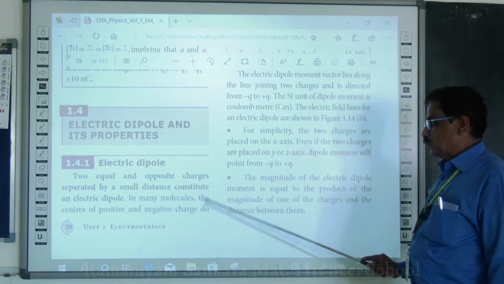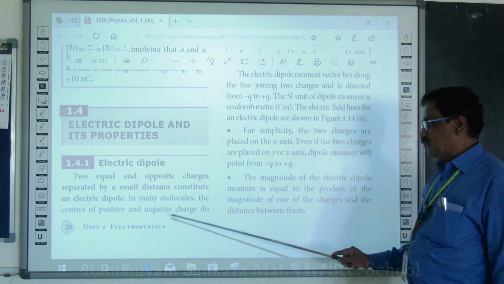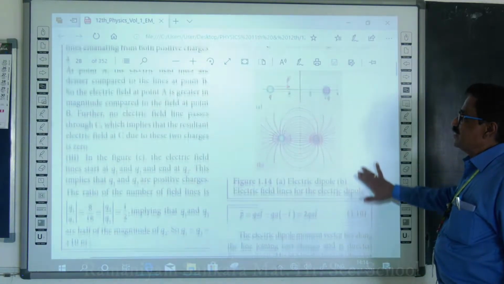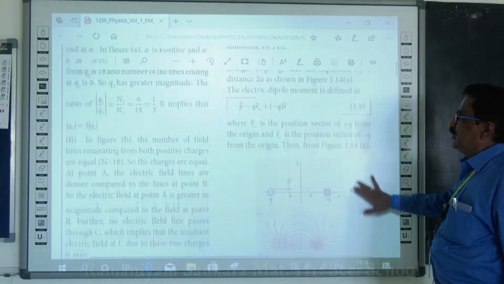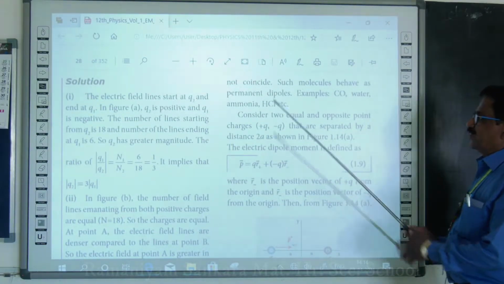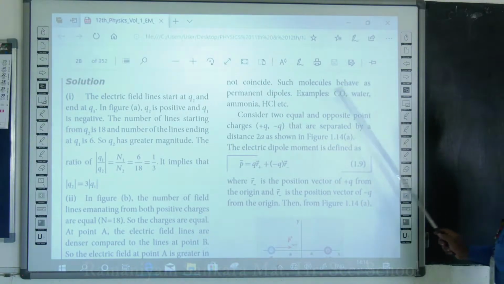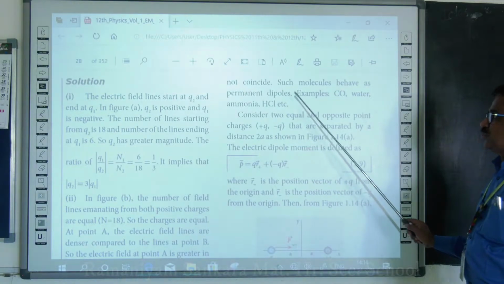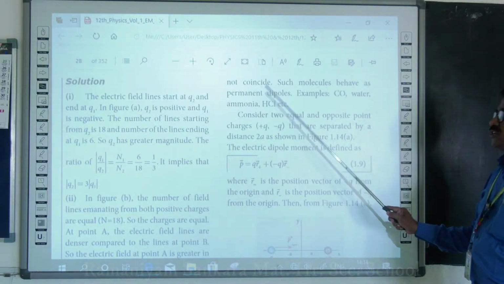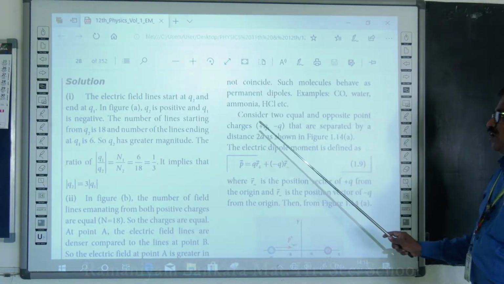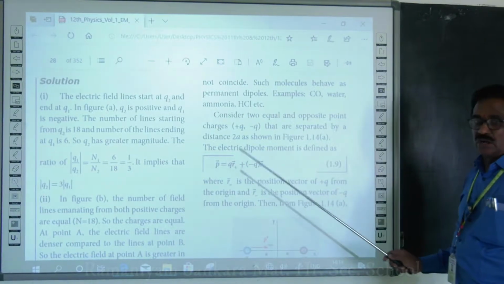In many molecules, the centers of positive and negative charge do not coincide. Coincide means they don't have the same center. So such molecules behave as permanent dipoles. So what are called permanent dipoles? They don't have the same center. Examples: carbon monoxide, water, ammonia, hydrogen chloride, etc.